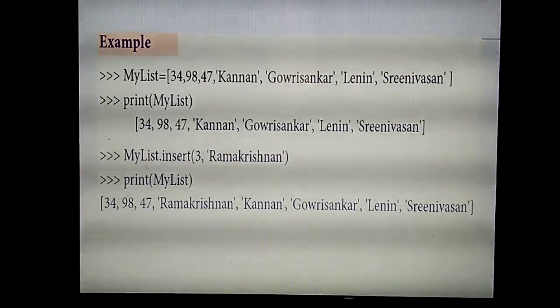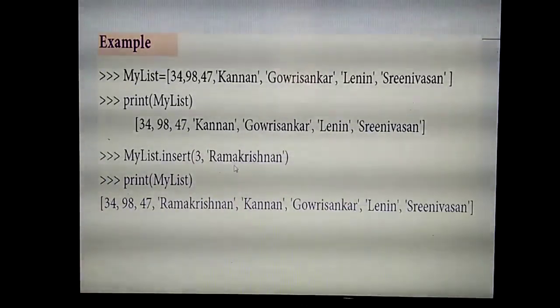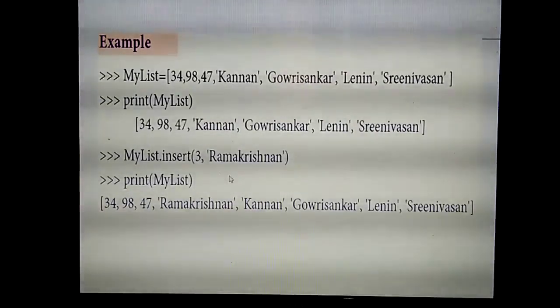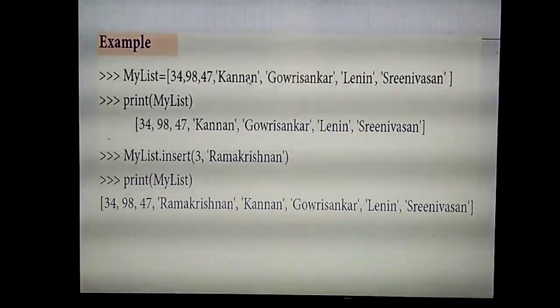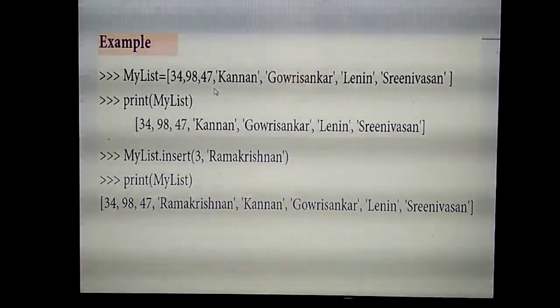Next, they are going to insert at the third place the name Ramakrishnan. What's the third place? 0, 1, 2, third place. This one. So already in the third place what name is there? Kannan. So if you insert any element in that place, the remaining elements will move to the right side, one place more. For example, here if you insert at the third place, Kannan will move to the fourth place. That means one place to the right.